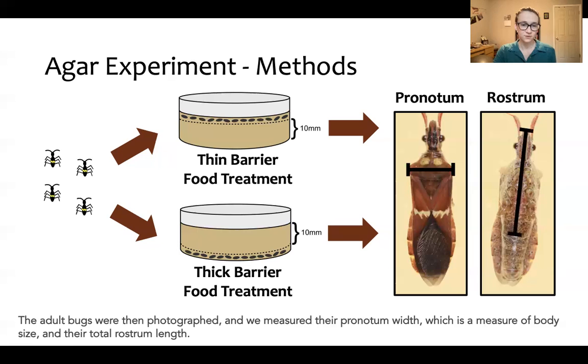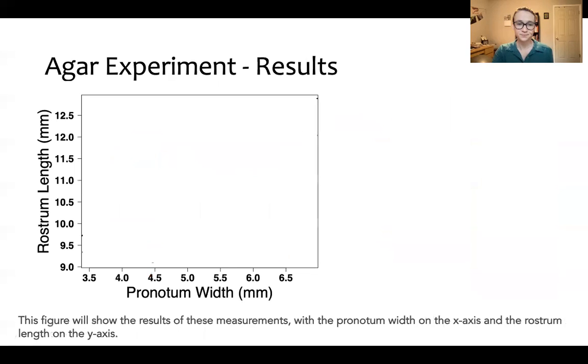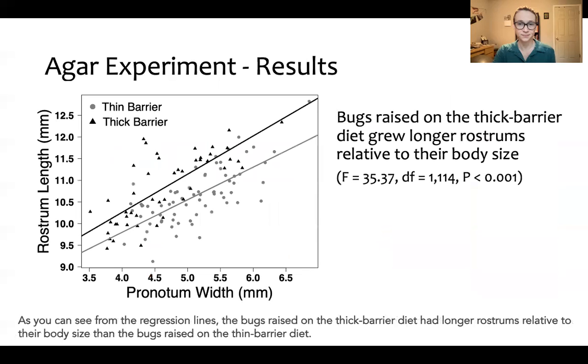The adult bugs were then photographed, and we measured their pronotum width, which is a measure of body size, and their total rostrum length. This figure will show the results of these measurements, with the pronotum width on the x-axis and the rostrum length on the y-axis. As you can see from the regression lines, the bugs raised on the thick barrier diet had longer rostrums relative to their body size than the bugs raised on the thin barrier diet.